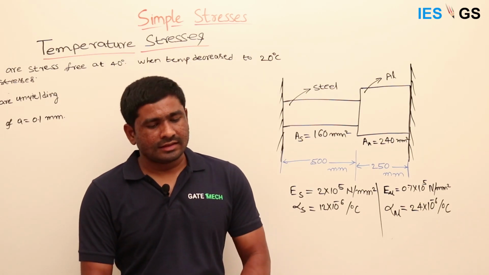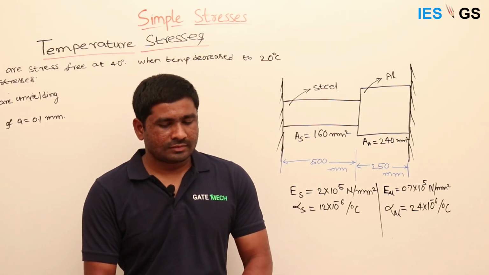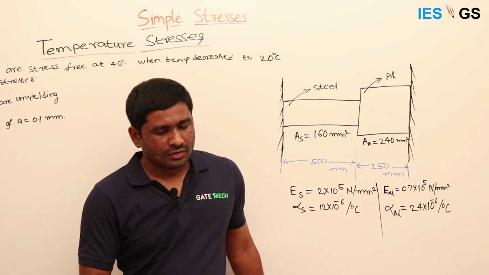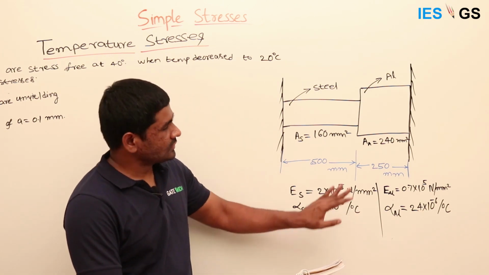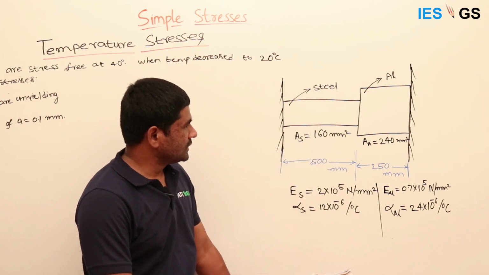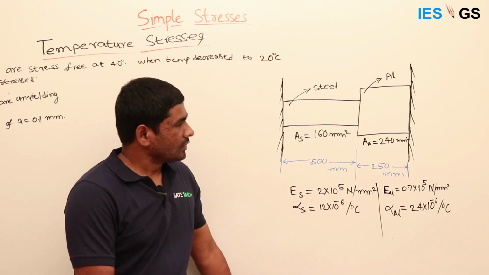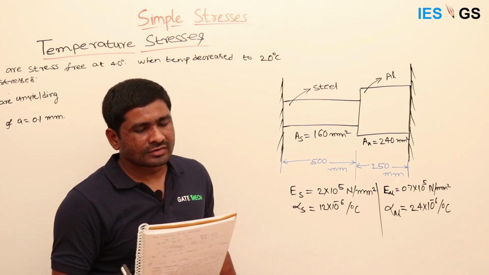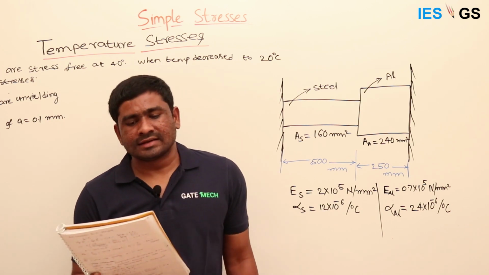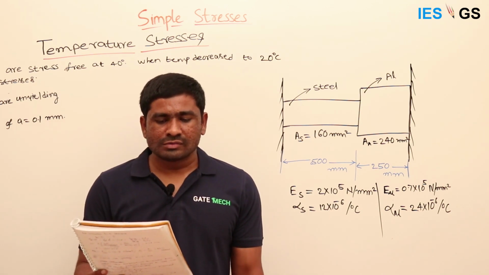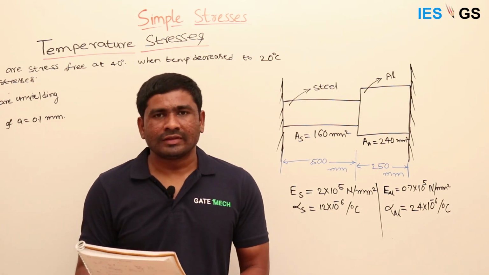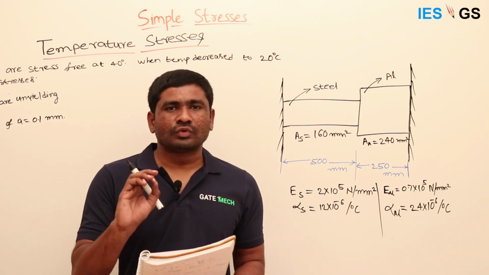So let's start the problem on these thermal stresses. There is a composite structure like this. We have a steel and aluminum structure. The bars are stress free at 40 degrees centigrade initially, and what will be the stresses in the two bars when the temperature drops to 20 degrees?